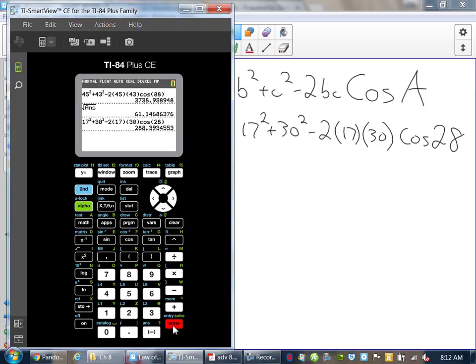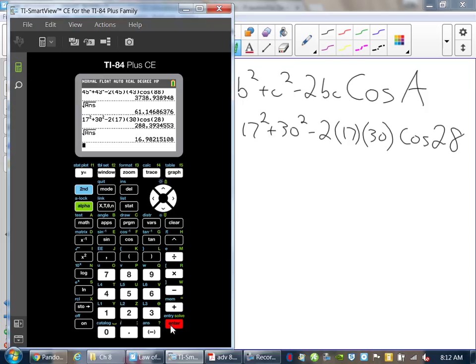So what do you press? Great. Hopefully by now you've gotten accustomed to using the answer button. Second square root of your answer, and there's your side, 16.98. And that's little a.